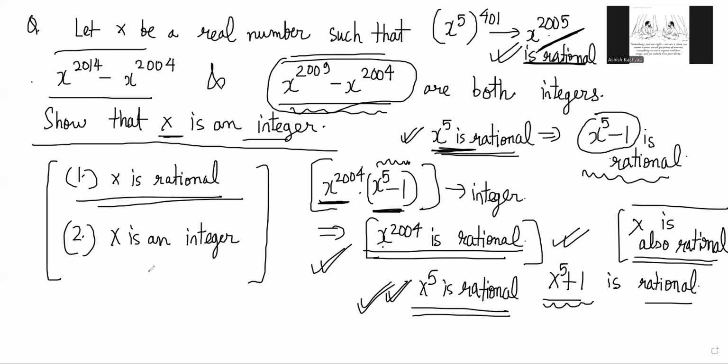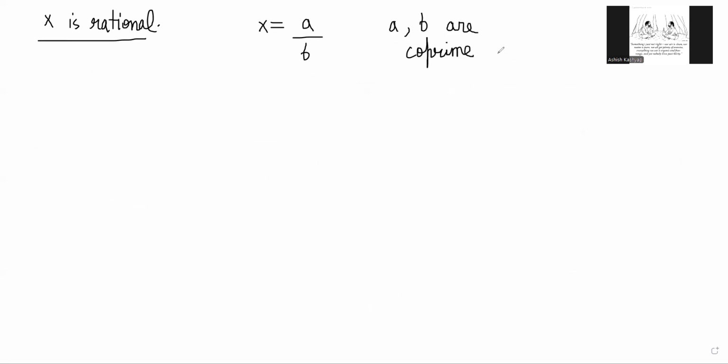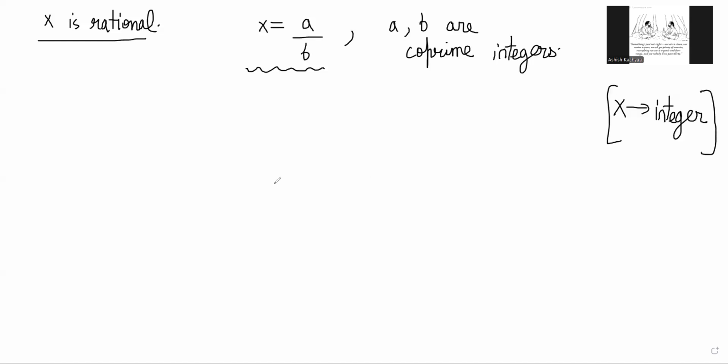That proof is done. Now we have to do the proof that x is an integer. We know that x is rational. So let's assume x is equal to a by b, where a and b are co-prime integers. We are right now taking x as a rational number. Our job is to prove x is an integer. Right? I hope everyone is understanding what I'm saying. Yes, sir.